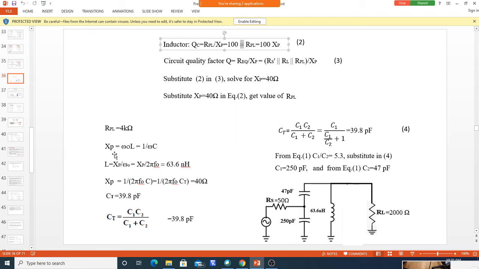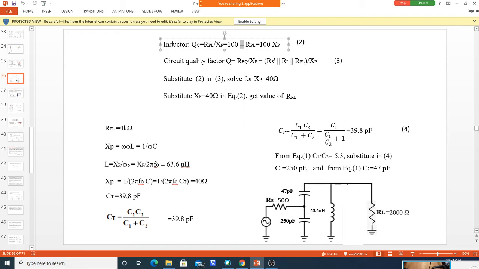And XP is also equal to omega naught into L or 1 by omega C. From the XP equation, the inductor value you get is XP divided by omega naught. So you can get an L value equal to 63.6 nanohenry. Similarly, from the same equation, XP is also equal to 1 by omega C. Using that, you can get the value of the capacitor, that is equal to 39.8 picofarad.